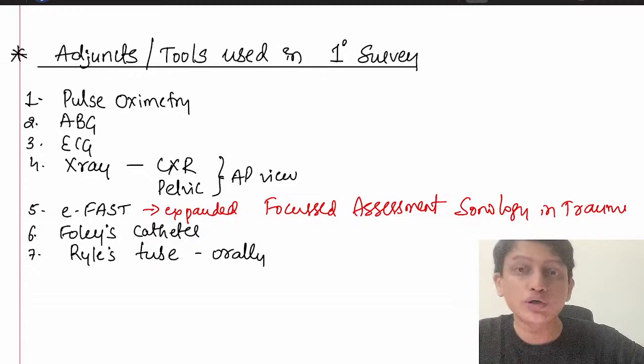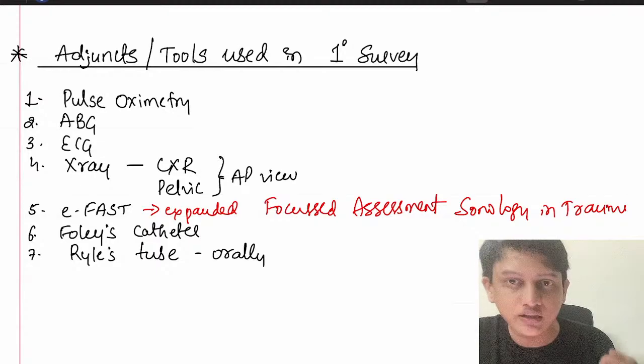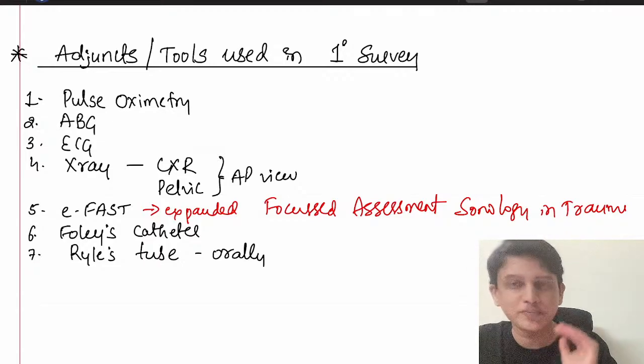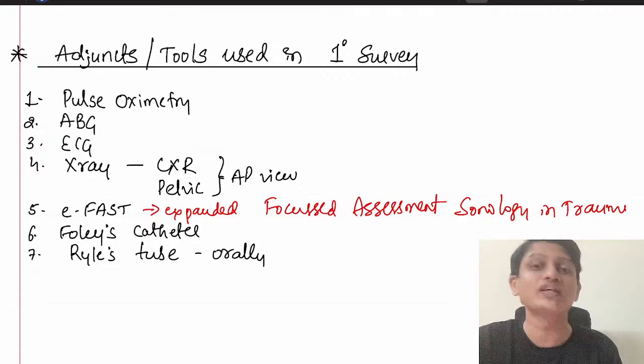Then I told you the best way to monitor fluid resuscitation, whether you are giving enough fluids or not. How do you check? It is by urine output. How do you calculate every hour whether he is passing enough or not? By inserting a Foley's catheter.